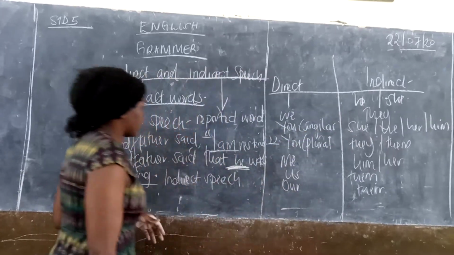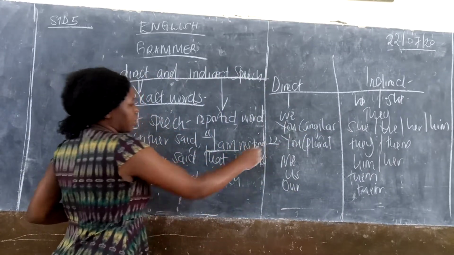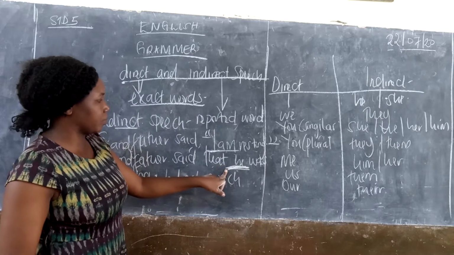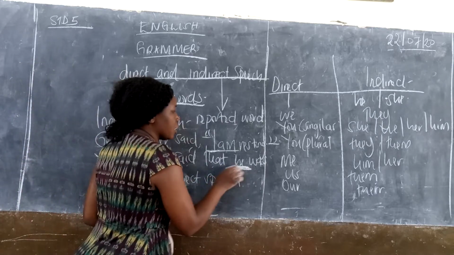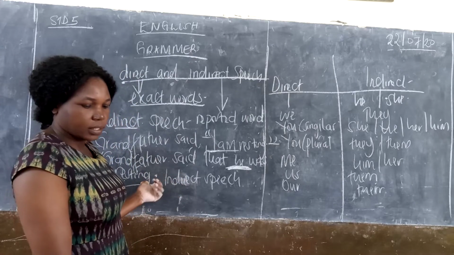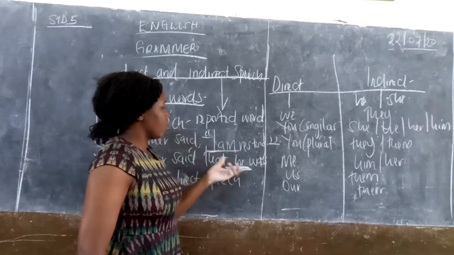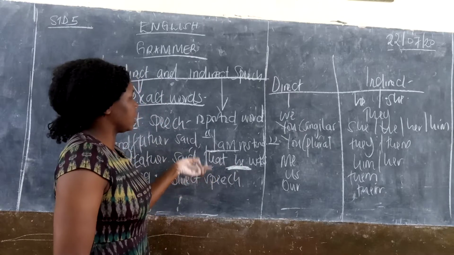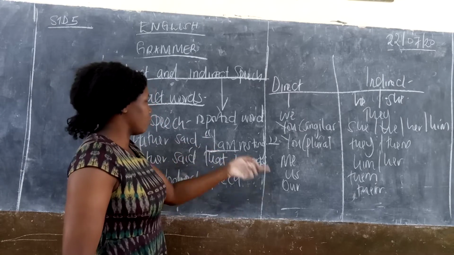Here I've said the example, I am resting. When we come to indirect speech, it has changed to he was resting. Some words change, like I am resting becomes he was resting.